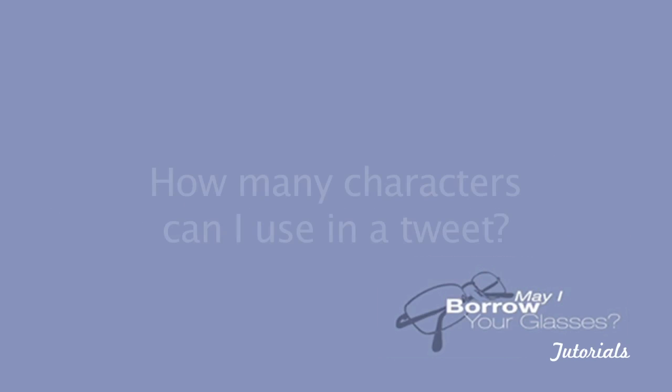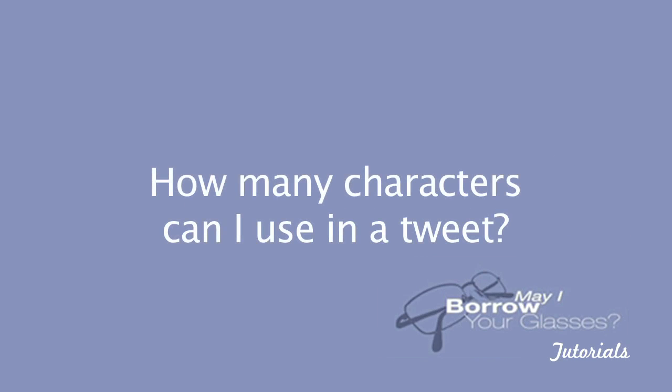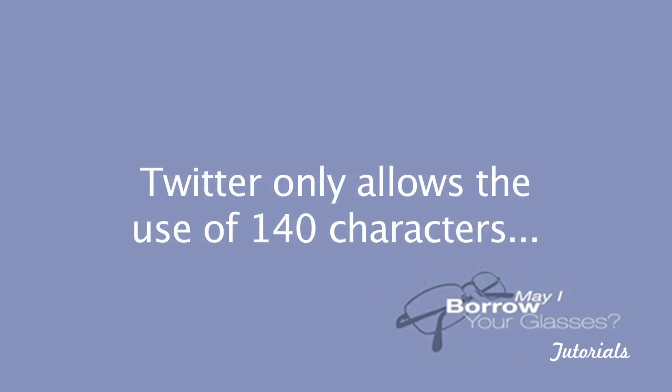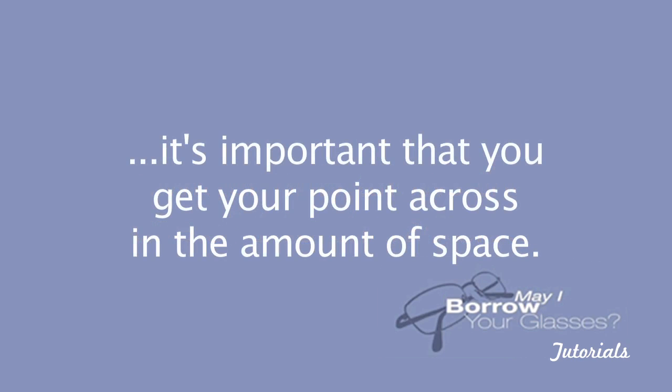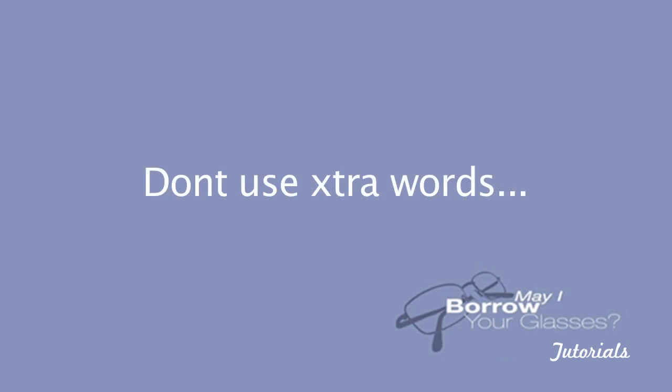So the third and final thing that makes up a Twitter post would be the amount of characters. Now, Twitter only allows you to use 140 characters. So this is important because you need to get your point across within that amount of space. So oftentimes what I suggest is make sure that you're not using extra words that are unnecessary, and that any vowels that you can cut out, you do.